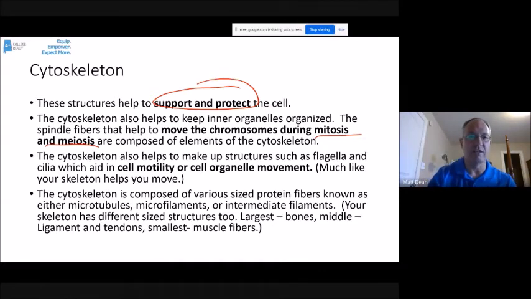So the cytoskeleton is involved in movement, whether we're talking about movement of materials within the cell or movement of the cell itself. Motility is another word for movement. Again, the cytoskeleton is made of various size pieces of proteins. You might hear those called microtubules, microfilaments, or intermediate filaments. But they're just pieces of protein.